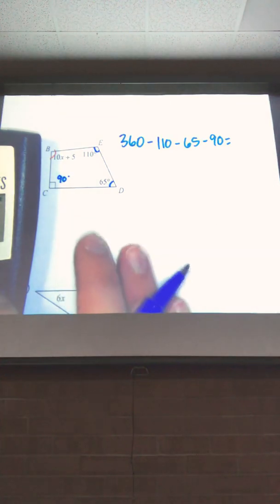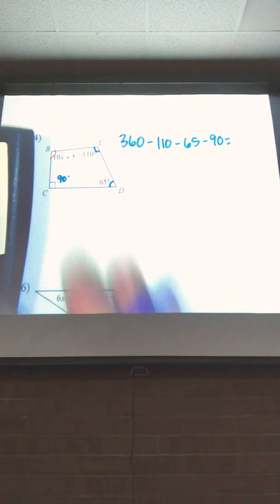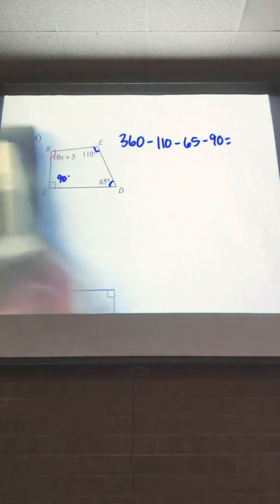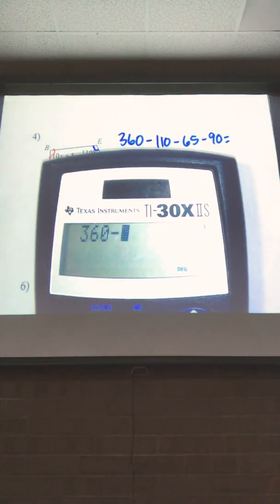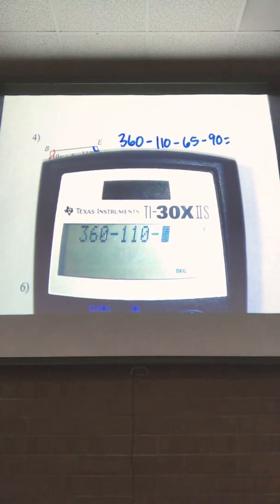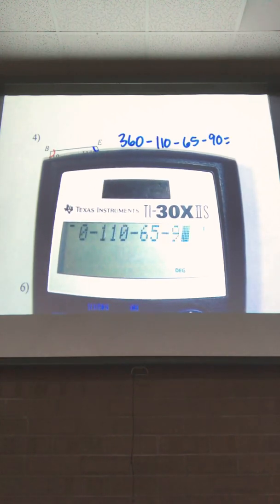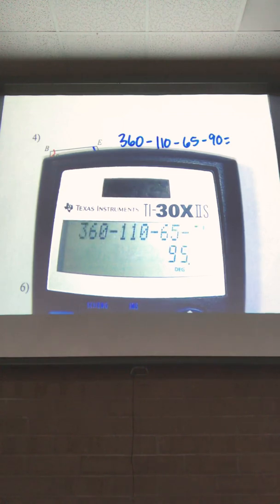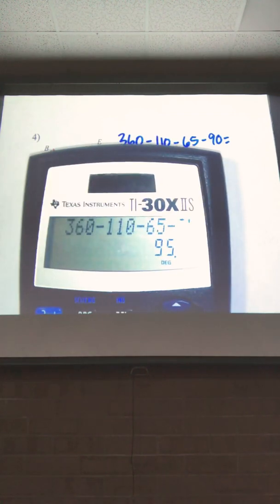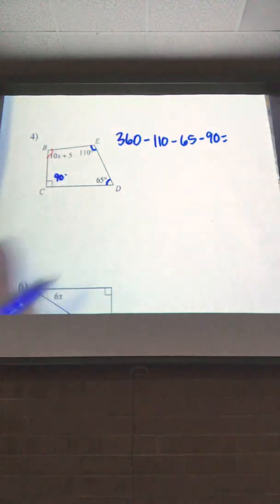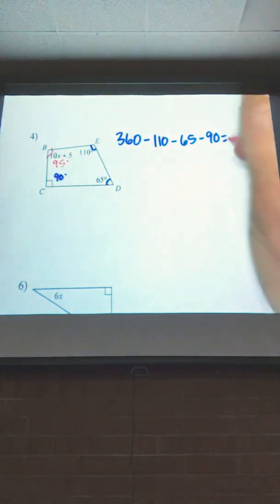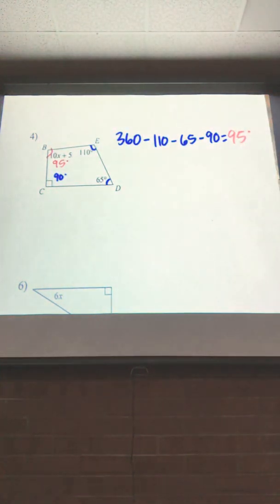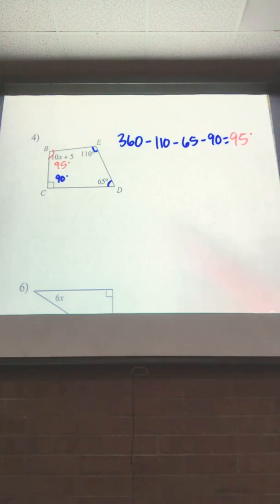And I'm going to just double check that really quick. Yep, oh, 90. I actually didn't put that in right. It's always good to double check your answers. 360, let's do that again. Minus 110, minus 65, minus 90, not 9, and it is 95. Awesome. Calculators are great, but sometimes you just don't punch the right answer, right? So we know that that fourth angle is 95 degrees. Okay, 95. Okay, now we need to use it to solve for x.